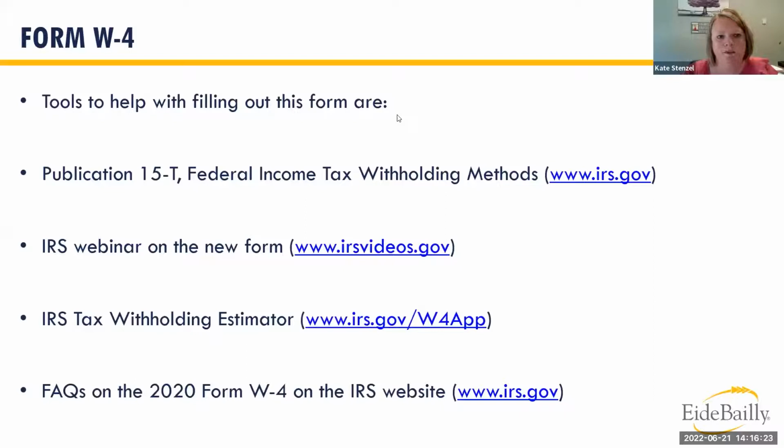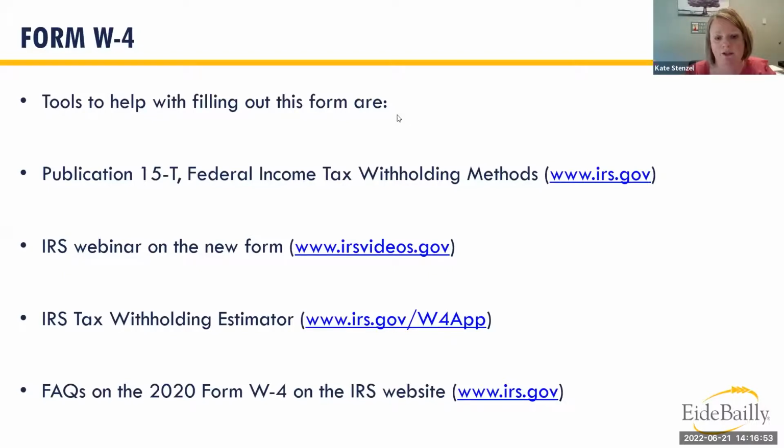Also with this W-4 form, there are tools to help with filling this out. The IRS has continued to update these or have them still available since they initiated this form. There is the publication 15T, the federal income tax withholding methods that employers can use for guidance on withholding. There are the webinars the IRS put together on the form back when it was new. And they also have the IRS tax withholding estimator. That is a good one still that people are using.